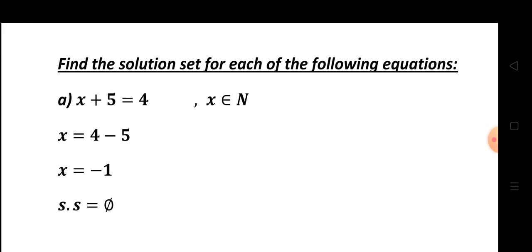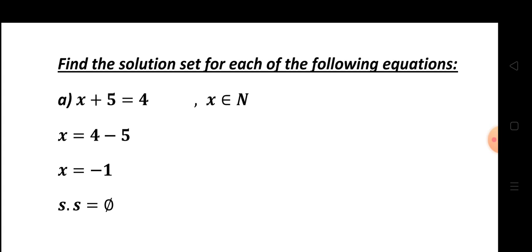Example number 1, letter A, x plus 5 equals 4. To solve this equation, I must write the variable x in each side alone. So I wanted to move the number 5 to another side. When I want to move any number to another side, I will write it with the opposite operation. The operation of 5 here is plus. So when I write 5 on another side, I will write it with minus. So x equals 4 minus 5.